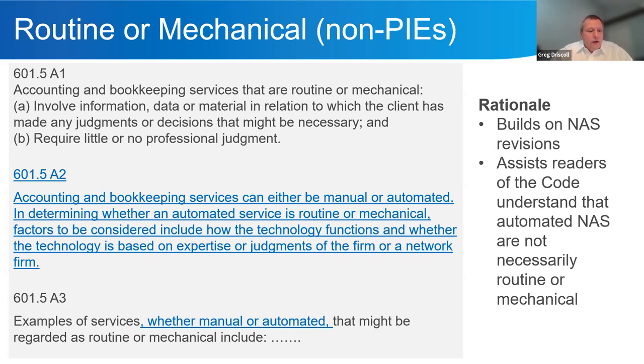So you can see there, to try and clarify, in the technology ED, paragraph 601.5A2 is proposed, indicating that, again, routine and mechanical being primarily in the accounting and bookkeeping services section, those services can be manual or automated, but again, pointing out that in determining whether an automated service is routine and mechanical, the focus is on how that technology functions and whether the technology is based in expertise or judgments of the firm or a network firm.